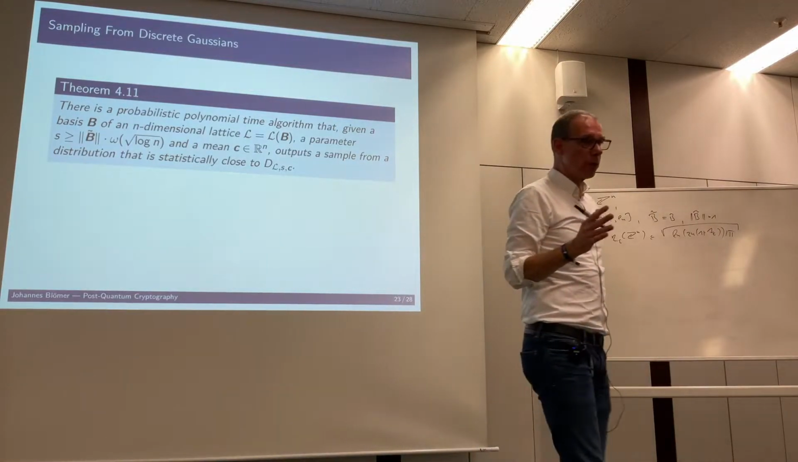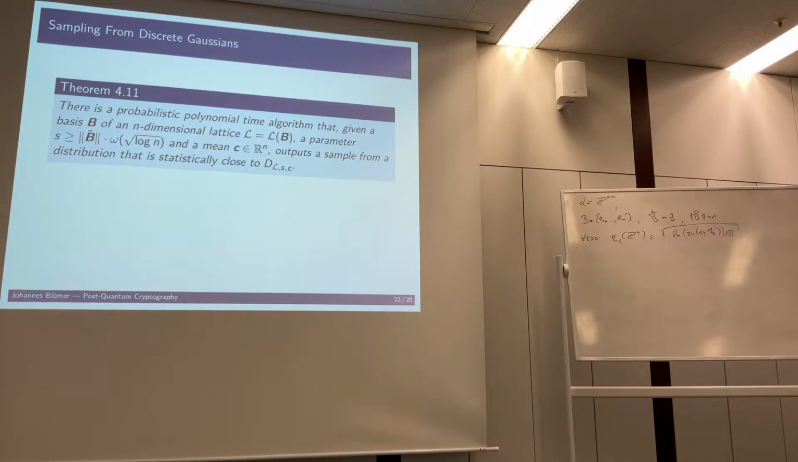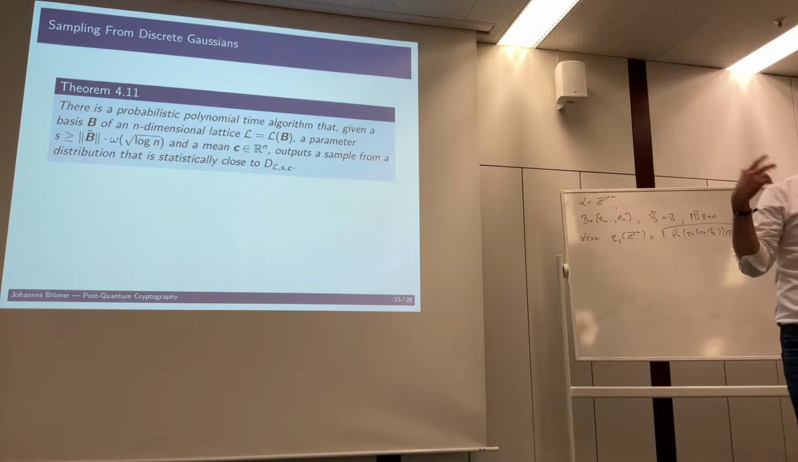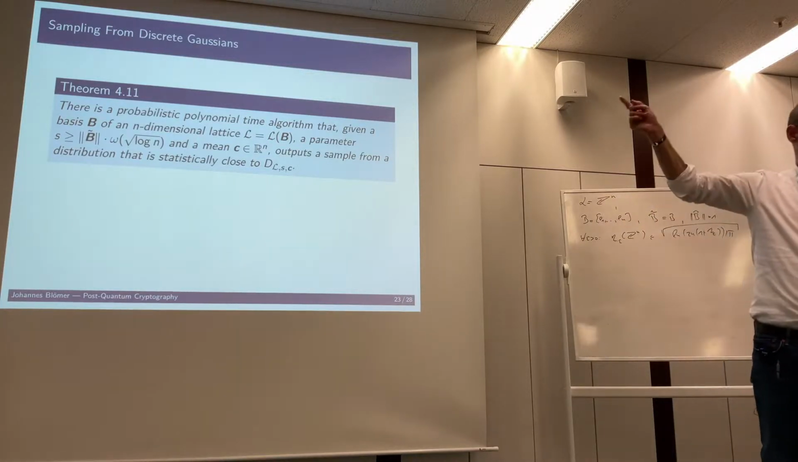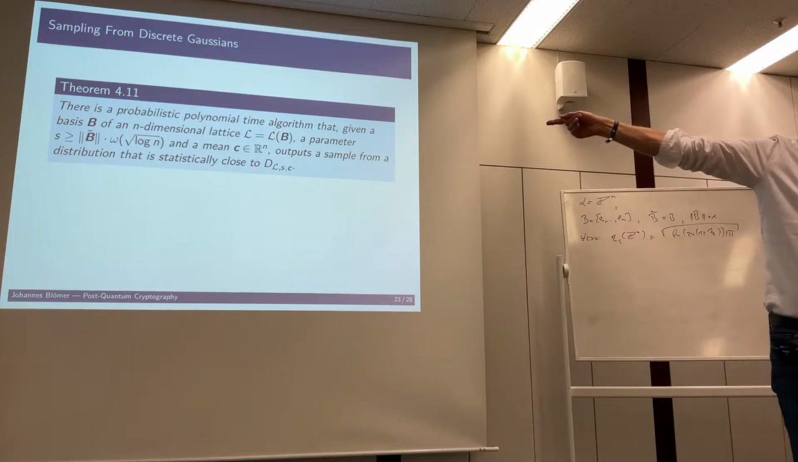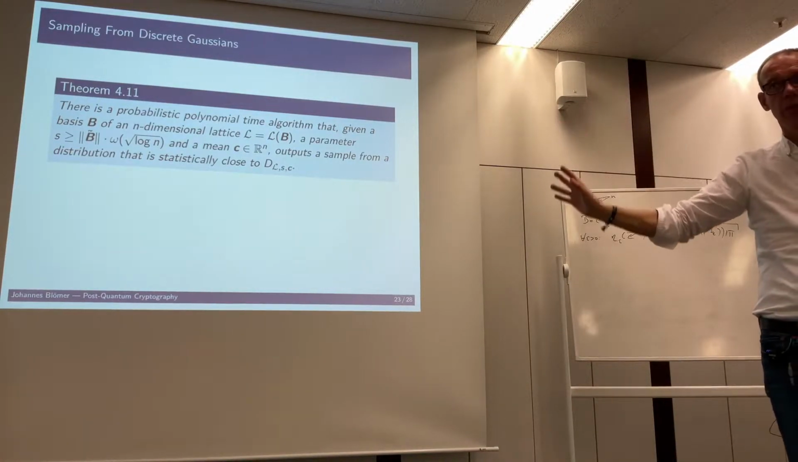And I will also give you a statement that given a gadget trapdoor, you can also sample from these distributions. And this actually takes the detour via this theorem. You can do it directly where you get slightly better parameters, but not much. Okay?